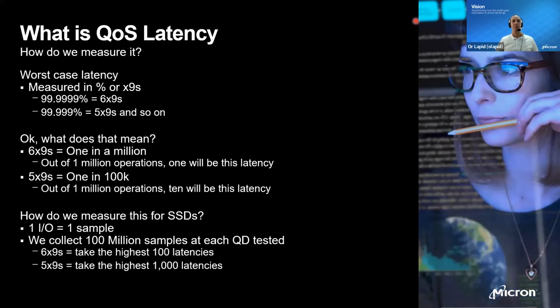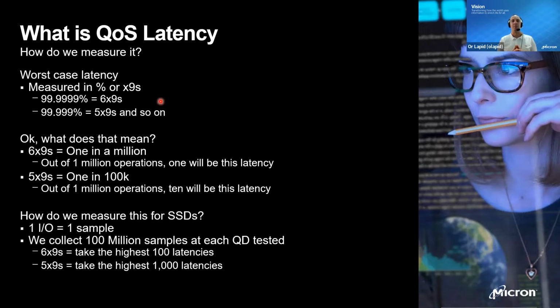So what is QoS latency and how do we measure it? We all run FIO tests and measure latencies all the time. QoS latency will be the worst case latency. It is measured in percentage and in number of nines. For example, 99.9999% will be a 6 nines latency. 99.999% will be the 5 nines latency, and so on.